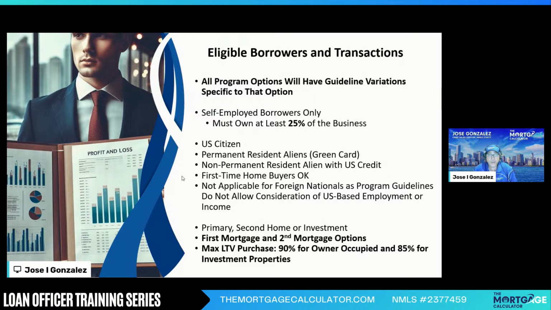It is possible for primary, second home, and investments, first mortgage, and we actually do have second mortgage HELOAN options. That's our fixed rate, fully amortizing second mortgage, and those are offered with a profit and loss option for the income type, just like we have DSCR, and we also have bank statement and full doc for the HELOANs. Max is 90% LTV for an owner-occupied purchase, 85% LTV for an investment purchase.